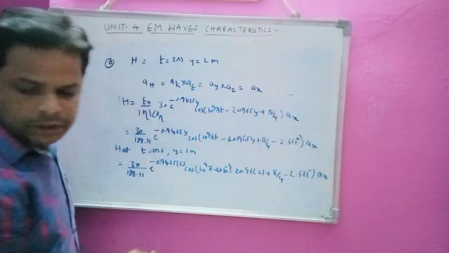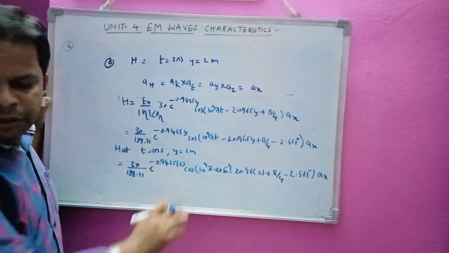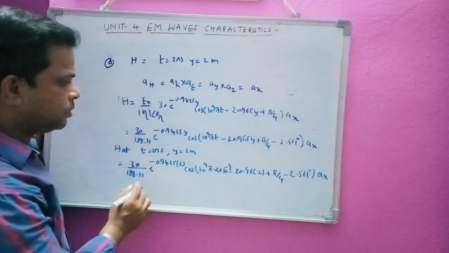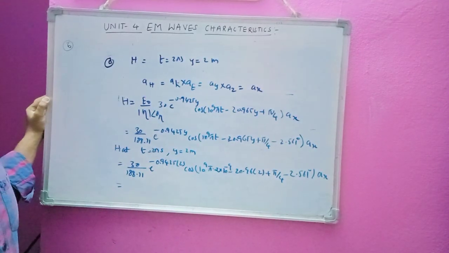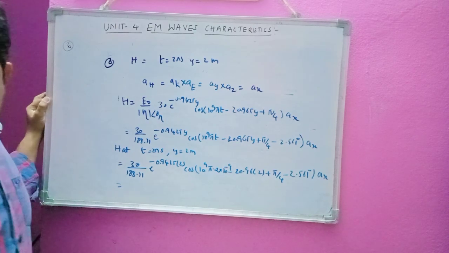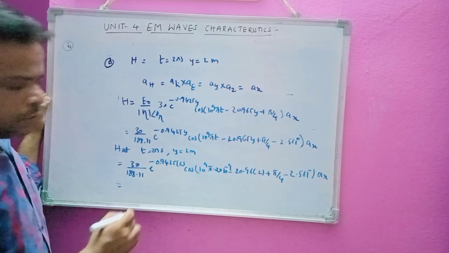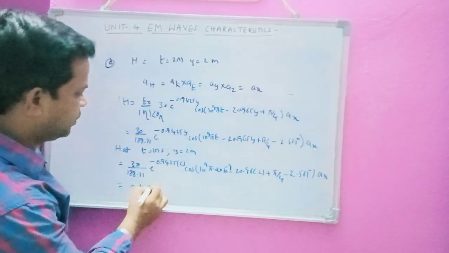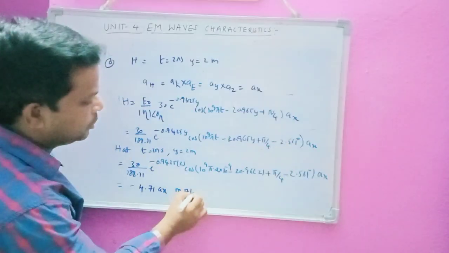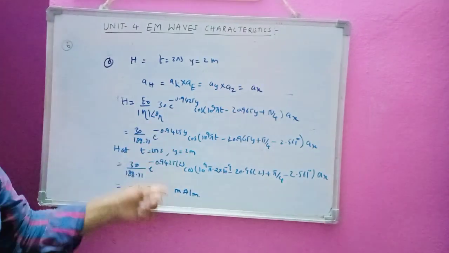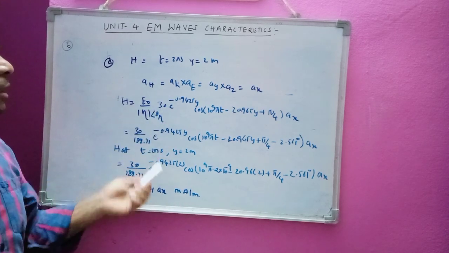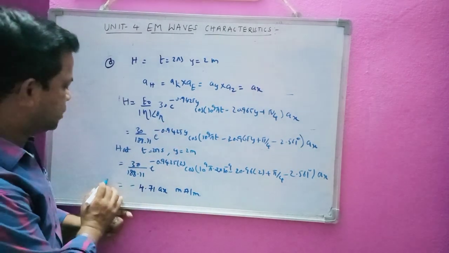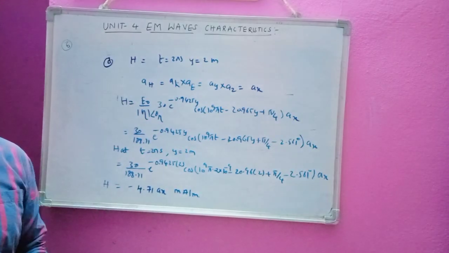Now you can check in your calculators what this value is going to be. Finally, in terms of cos, we will get minus 4.71 AX milliamperes per meter. You can check this value by performing the calculation on your calculator and get this value directly. That is H. This is the value of H. So finally, this is the answer for the given question.